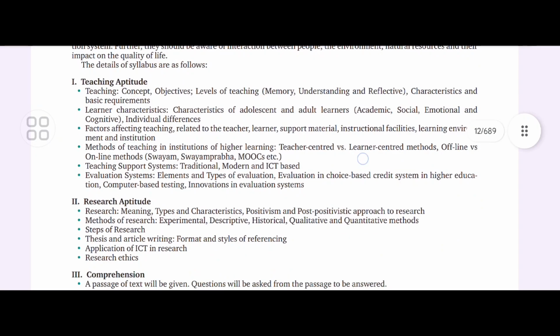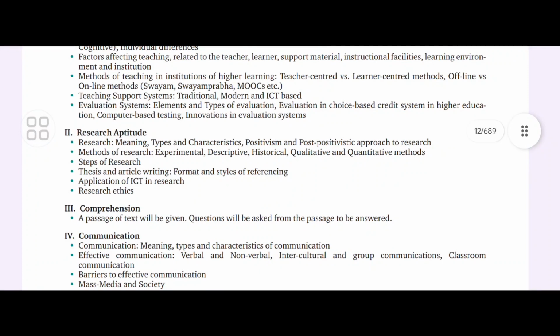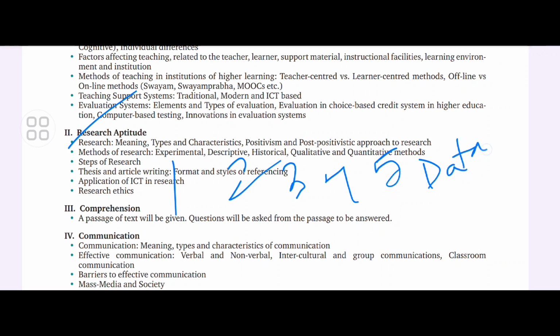Now we go to research aptitude, which is the second component of your examination. What is there in it? Research: the meaning, types and characteristics. What is positivism and the post-positivistic approach to research? There are different types of research methods. What are they? Experimental, about what is going on. Descriptive, in detail what is being done. Historical, like theory. Qualitative also, and quantitative, where it will be a mix and match of data and theory.